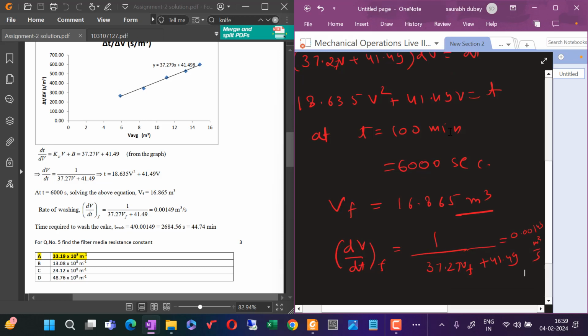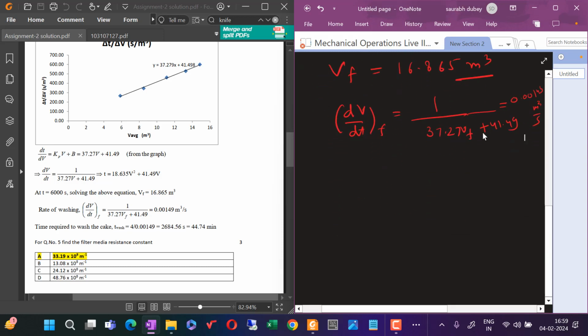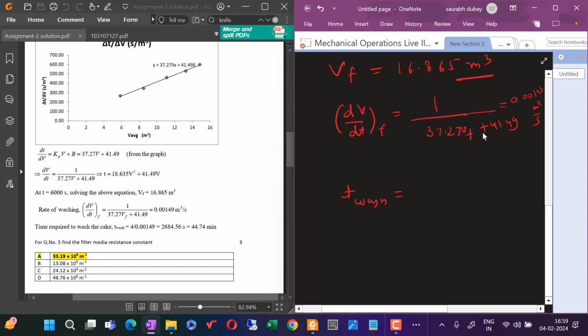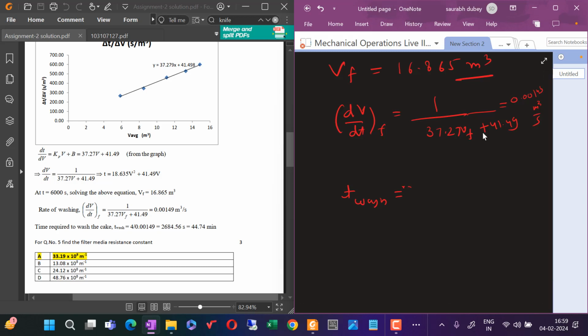So time required to wash the cake will be what? T wash equals to what? You just calculate it.